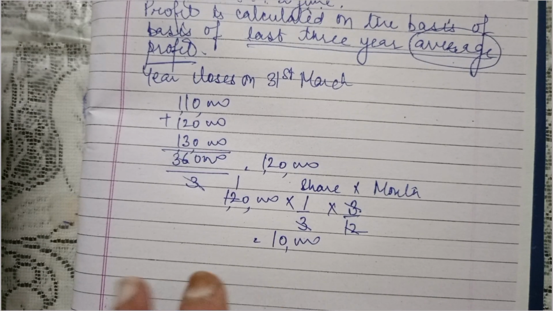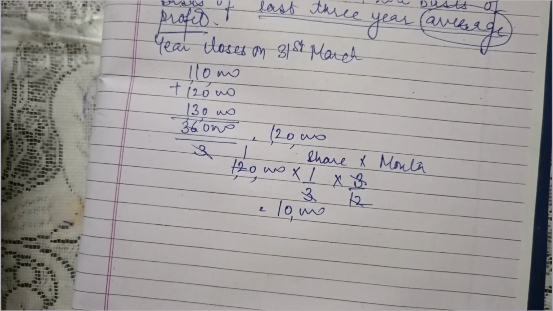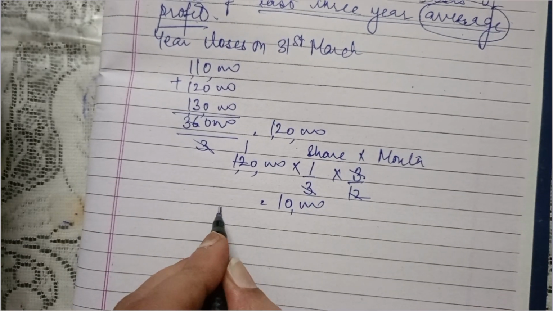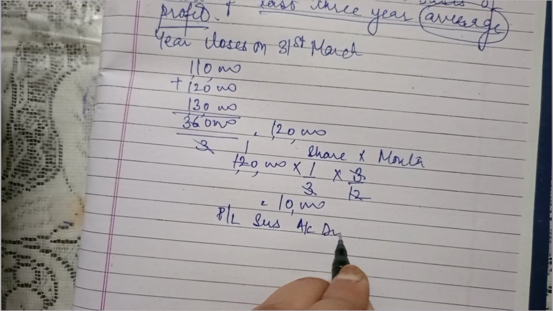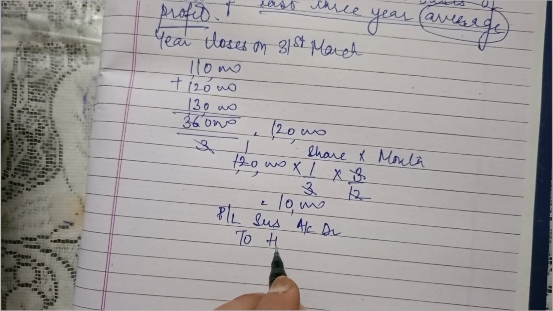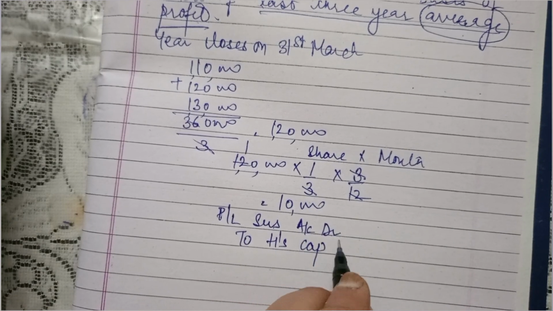If the question says that you can also pass a journal entry, then the entry will be P&L suspense account debit to H capital account.